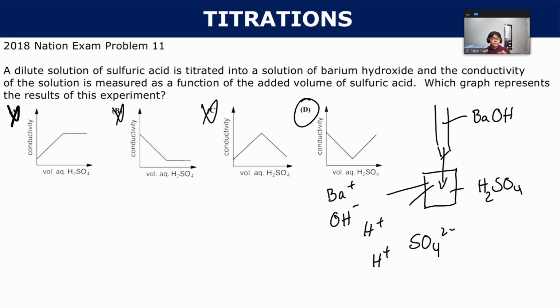So again, the H2SO4 is in ionic form, and that allows for the free flowing of charge, meaning the conductivity is high. And then the barium hydroxide comes, neutralizes it, so there's less conductivity. But then after all the neutralization has completed, the barium hydroxide goes in and it splits up into ions, and that works to raise the conductivity again. And so the answer is D, and that is the right answer.